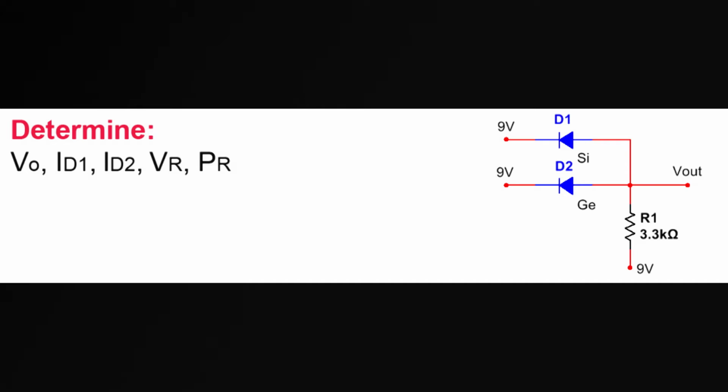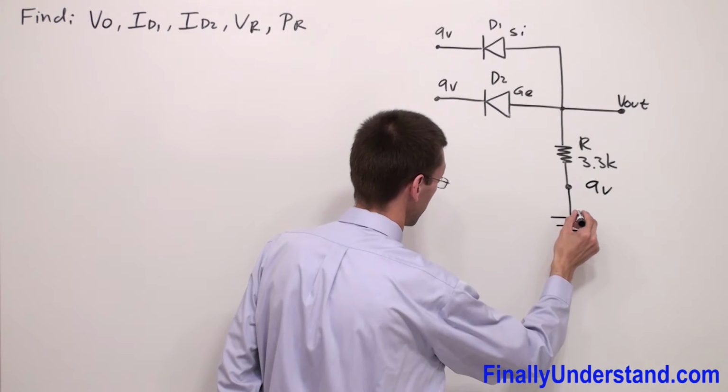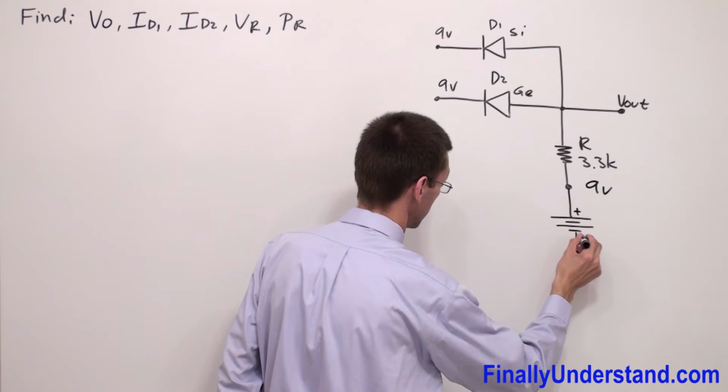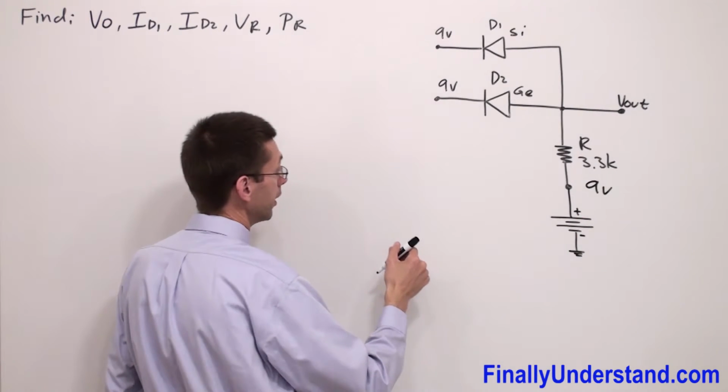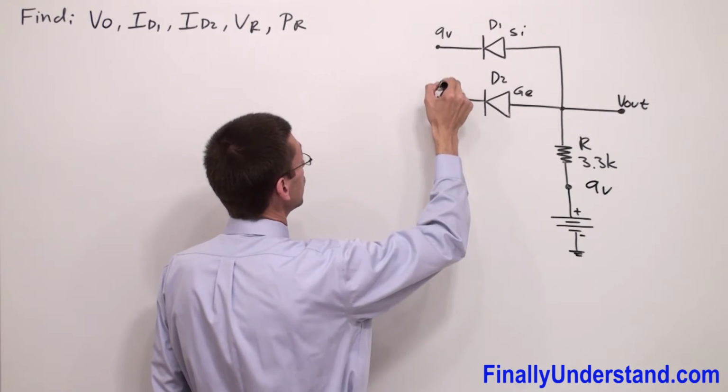Let's take a look at this example. Again, we are going to redraw the circuit before our analysis. Because I have 9 volts, it means that I have a power supply connected to this terminal by the positive terminal, okay? Next, I have 9 volts and 9 volts.